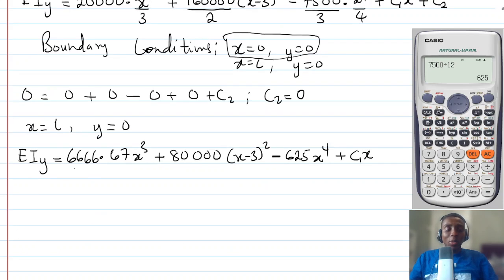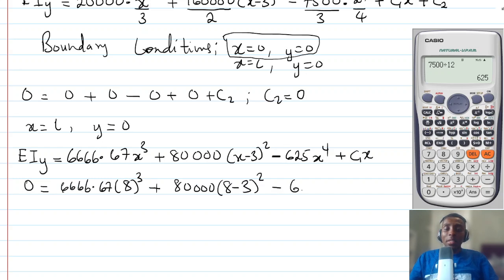Right, so at this point we are going to say that when y is 0, x is L, so 666.67, the length is actually 8 plus 80,000, and then 8 minus 3 squared minus 625, 8 to the power 4 plus 8c1. So at this point, this is just algebra, okay? You just have to put everything together. Now let's do it together.